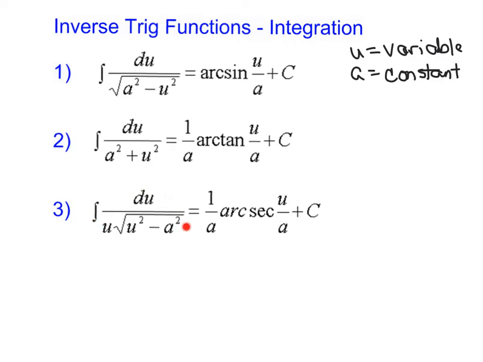First of all, underneath the square root sign, we're going to see the variable squared first, minus the number squared. But also out in front, we're going to have the variable in front of the radical. That's going to be the form for arcsecant. In the arcsine, we only use the u over a after the arcsine, so the argument of the inverse trig function. But the arctangent and the arcsecant both begin with a coefficient of 1 over a. So we'll see that added to some of our answers.